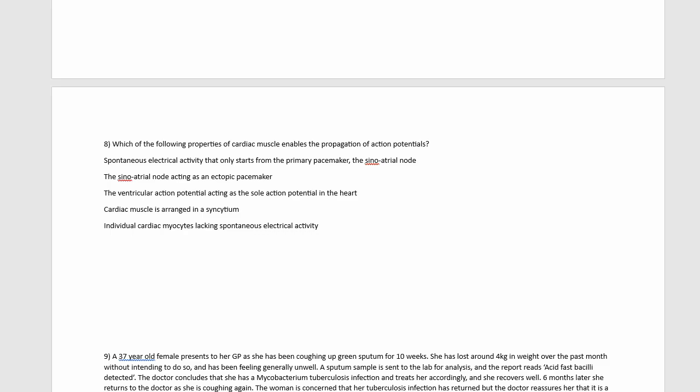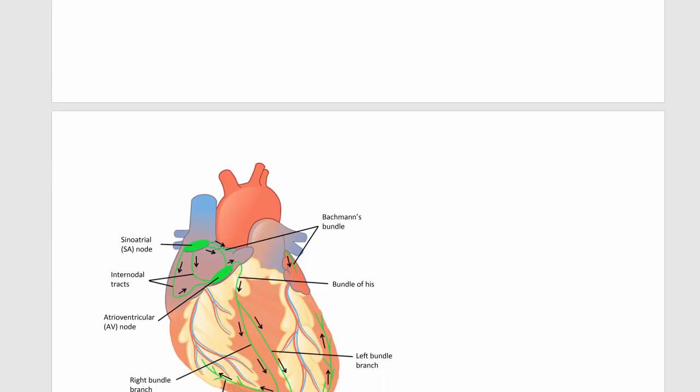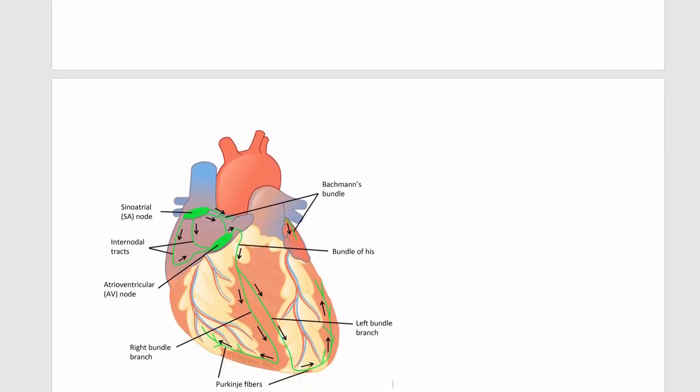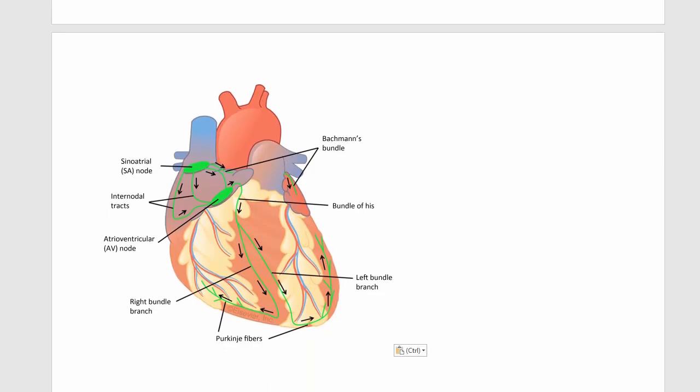Okay, so let's get a picture of the heart up, shall we? Okay, so this is a good place to start, because I know this is a question that several of my friends struggle on. So, you have electrical signals start at the sinoatrial node, and this is located in the right atrium near the junction with the superior vena cava.